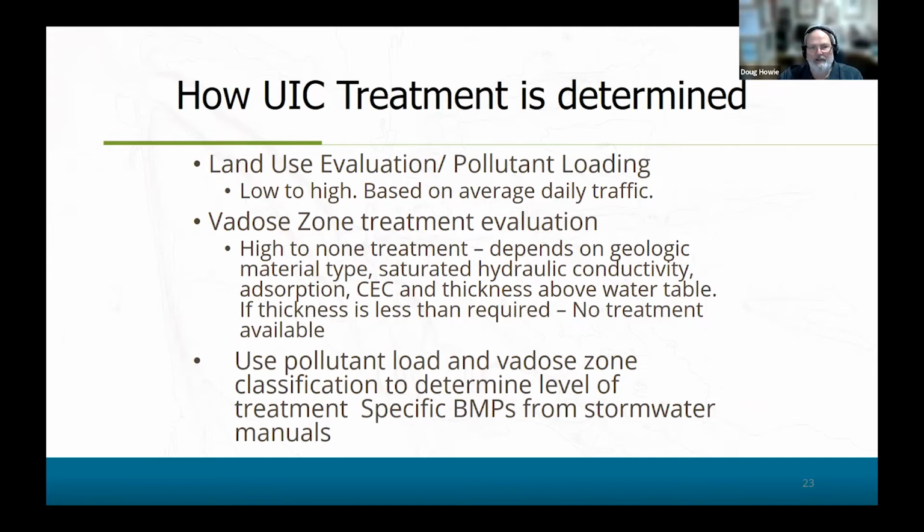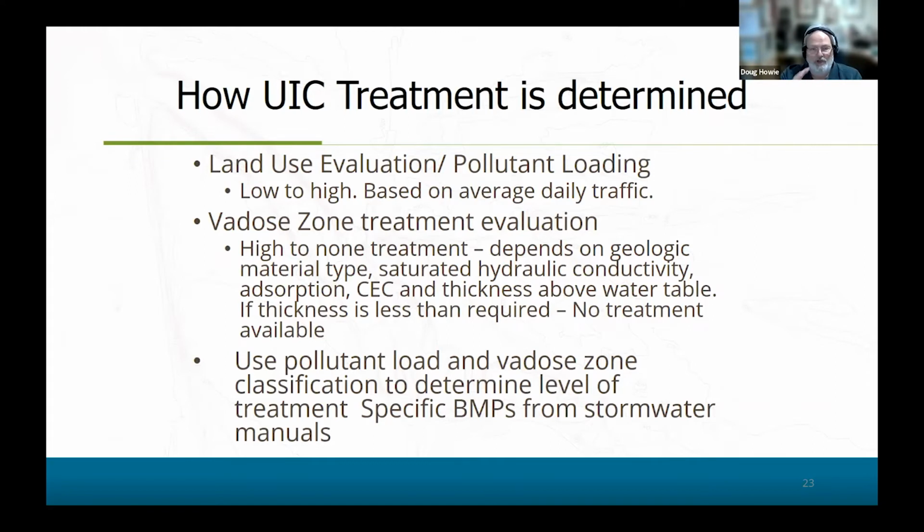One is a land use evaluation to determine pollutant loading. One is a Vadose zone treatment evaluation to determine the ability of the existing soils between the bottom of the BMP, the dry well, at the bottom of the UIC, and the top of the seasonal high groundwater. That's that unsaturated zone of soil, and that's where the treatment gets provided. So we need to determine what level of treatment we can get there, all the way from high to none.